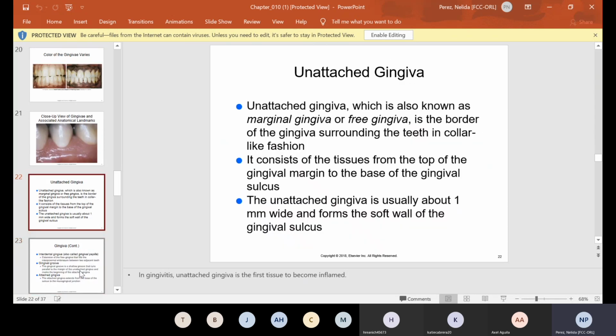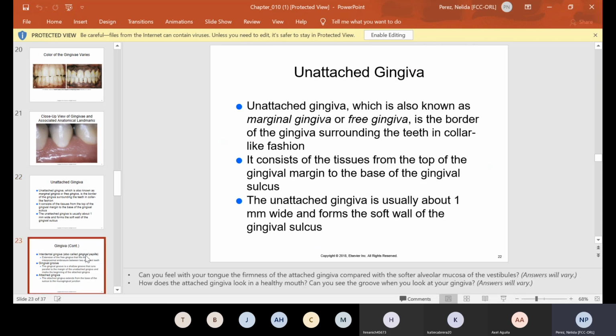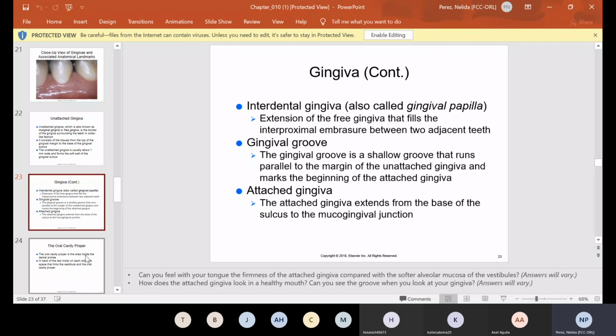Now, unattached gingiva is also known as marginal gingiva or free gingiva. It is the border of the gingiva surrounding the teeth in collar-like fashion. It consists of the tissues from the top of the gingival margin to the base of the gingival sulcus. The unattached gingiva is usually about 1 millimeter wide and forms the soft wall of the gingival sulcus. So when someone has gingivitis, the unattached gingiva is the first tissue to become inflamed. It starts becoming red, it starts bleeding a little bit, and it actually starts hurting.